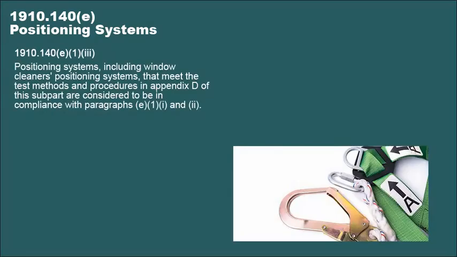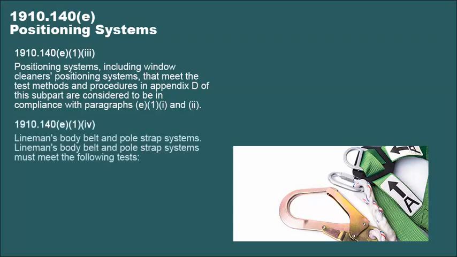Test methods for positioning systems and window cleaning positioning systems should meet the criteria of Appendix D, and this should be in compliance with paragraphs E1, Roman numeral 1, and Roman numeral 2. Lineman's body belt and pole strap should meet the following criteria.